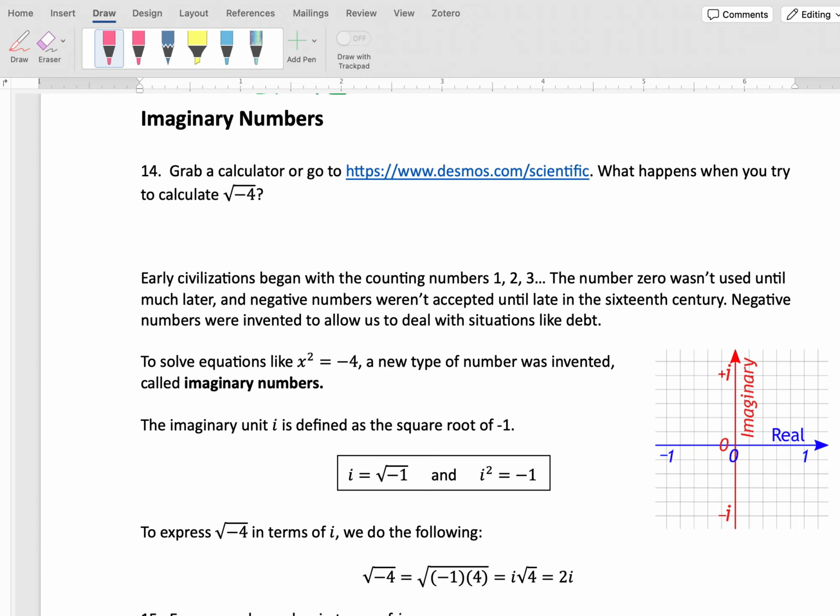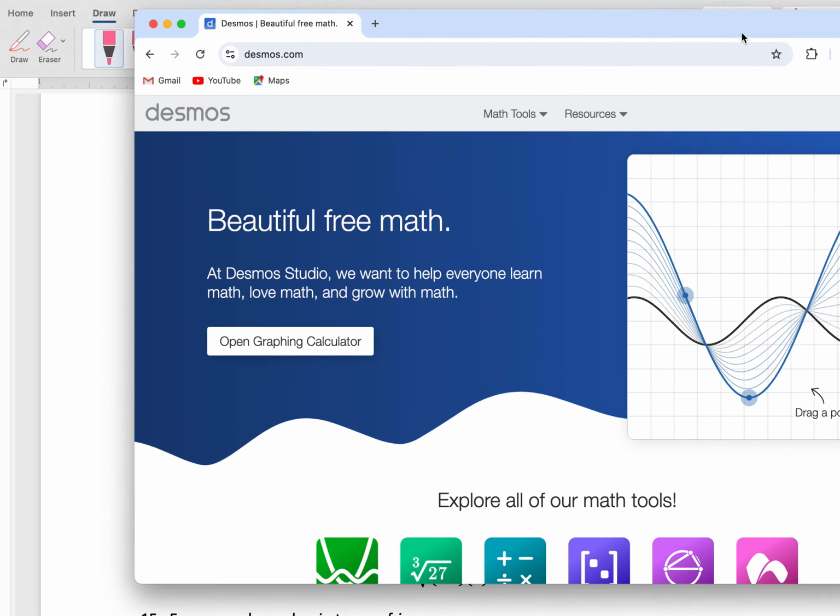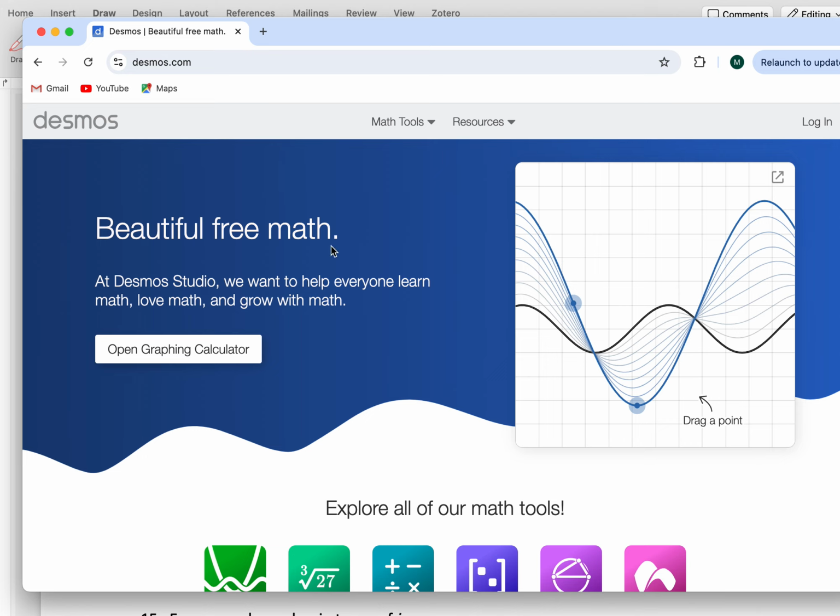In this video, we're going to talk about imaginary numbers. So the first question asks us to grab a calculator, or you can go to the Desmos Scientific Calculator. What happens when you try to calculate the square root of -4? So you may have seen this before, but if not, we're going to demonstrate.